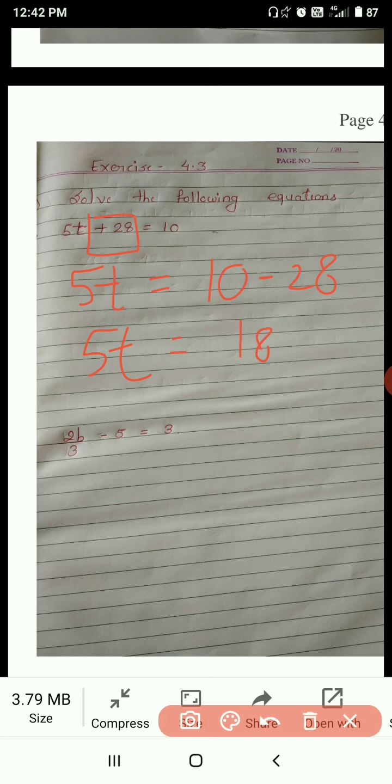I hope you all understood the questions which I have explained. So the remaining ones are your homework. You have to do that by yourself. Okay. And of course you have to solve exercise 4.2 and 4.3.